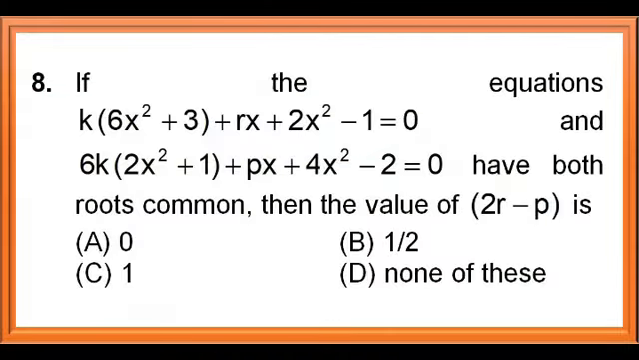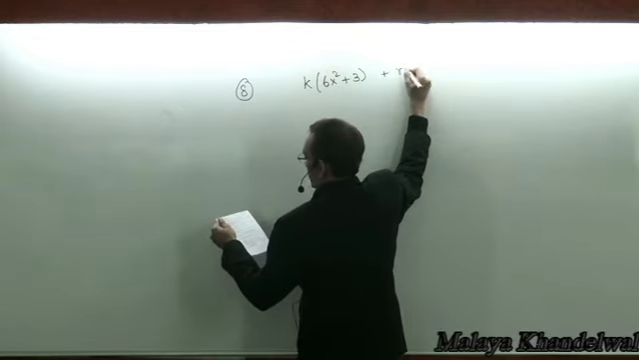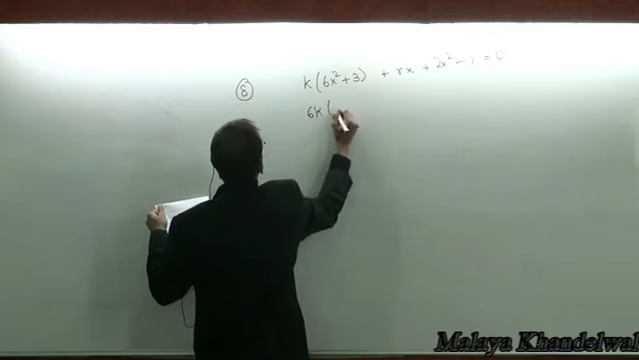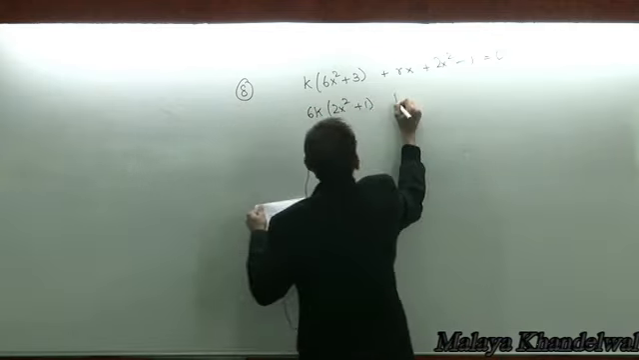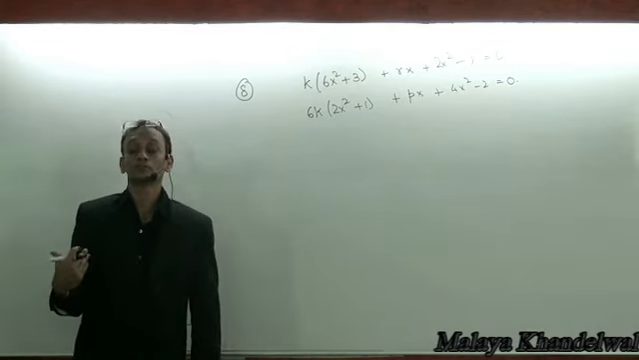k into (6x squared plus 3) plus rx plus (2x squared minus 1) equal to 0 is one quadratic. The other quadratic is 6k into (2x squared plus 1) plus px plus (4x squared minus 2) equal to 0. And these quadratics are known to have both roots common. That means their coefficients must be proportional, right?